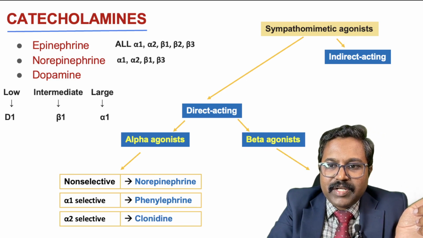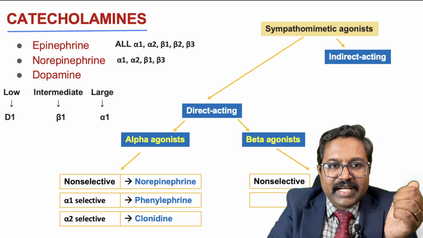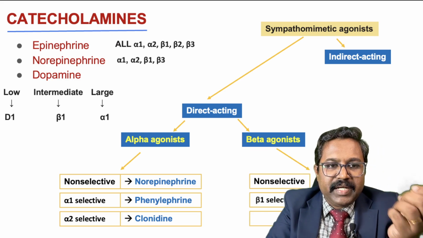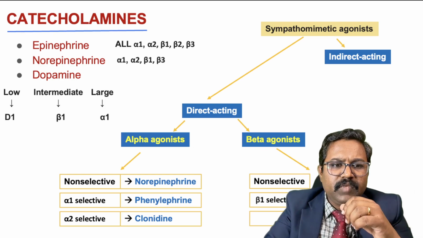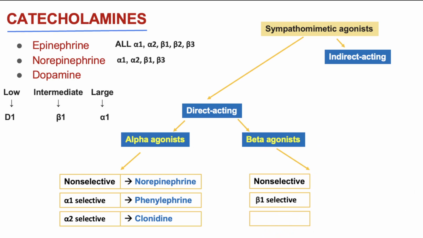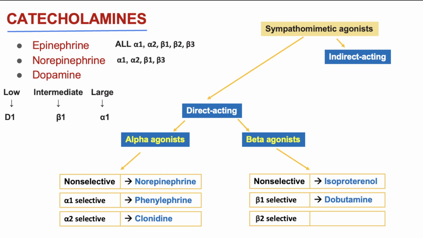Beta agonists can be classified again into non-selective, beta 1 selective and beta 2 selective. The non-selective example will be isoproterenol, the beta 1 selective agonist will be dobutamine, and the beta 2 selective agonist will be salbutamol. This is a shorter acting drug, and a longer acting example is salmeterol.